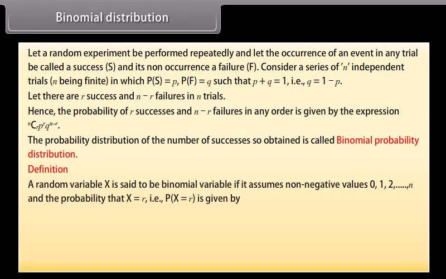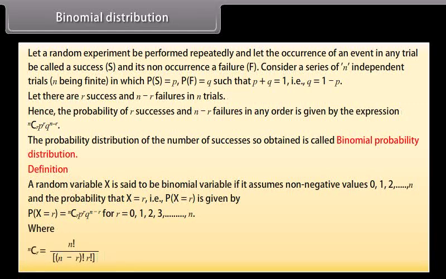Definition: a random variable X is said to be a binomial variable if it assumes non-negative values 0, 1, 2, up to n, and the probability that X is equal to r is given by P(X = r) is equal to nCr p raised to the power r into q raised to the power n minus r, for r is equal to 0, 1, 2, 3, up to n, where nCr is equal to n factorial by (n minus r) factorial into r factorial.